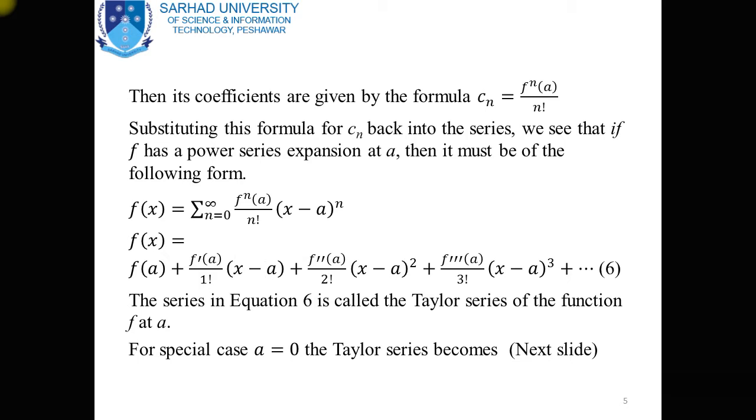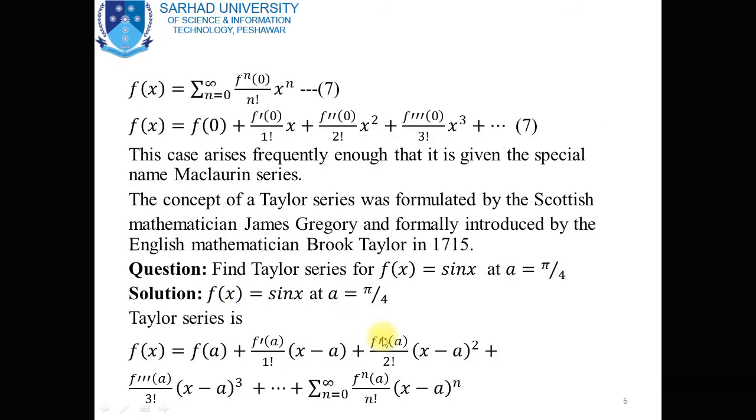If we find all these terms at x equal to a, and a is equal to 0, then the series will be a Maclaurin series. Now you see over here, for example, we have a problem: f of x is equal to sin x. To find the Taylor series for this function at x equal to a, where a is given as pi by 4, first of all, put this pi by 4 in the given function.